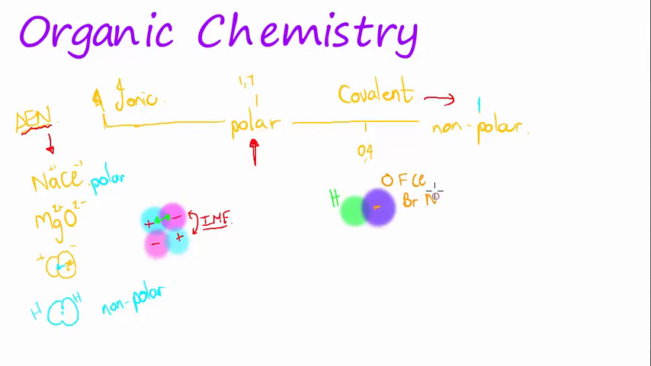bromine, maybe even nitrogen. The problem with nitrogen is he wants too many. He wants 3, so it's very unlikely that he can get 3 from one hydrogen. No, he can't. So it's mainly oxygen. Oxygen even needs 2. But still, whenever hydrogen is connected to an electronegative element, this is called a hydrogen bond.